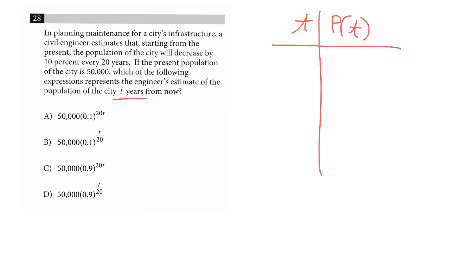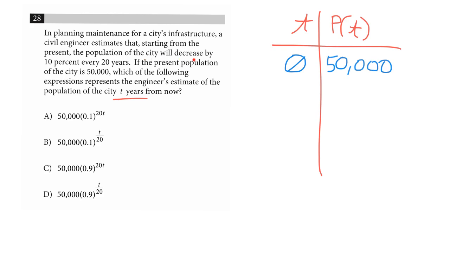Okay, so one thing's for sure: at T equals 0, the population is going to be 50,000 because the present population is 50,000. Present population means time 0, because it's T years from now. When T equals 1, that would be 1 year from now. When T equals 2, that would be 2 years from now. So when T equals 0, the population is 50,000, so I'm going to write 50,000 right there, because I know that's true. When T is 0, P of T is 50,000.